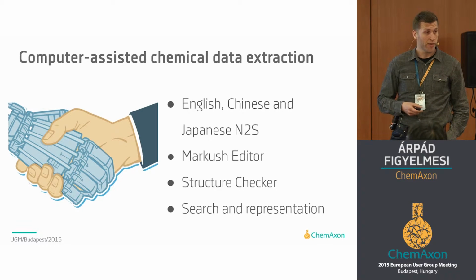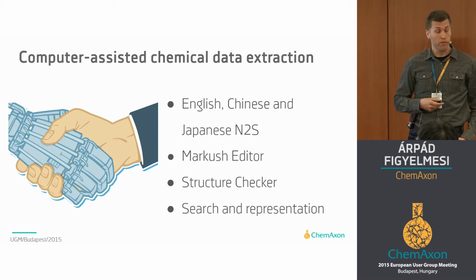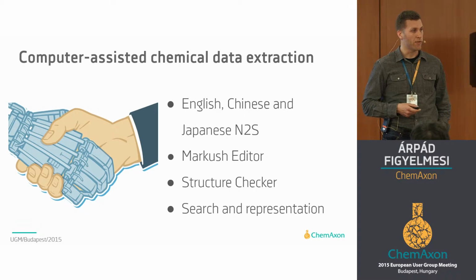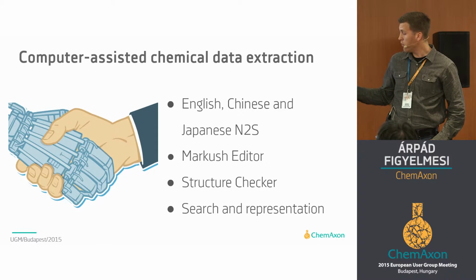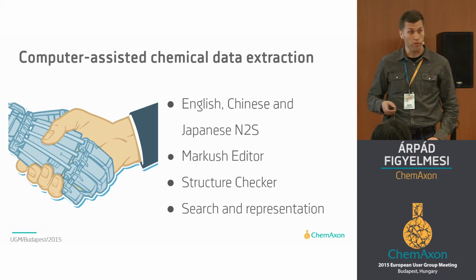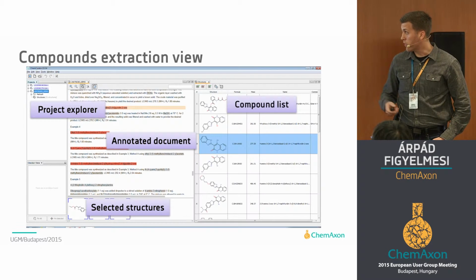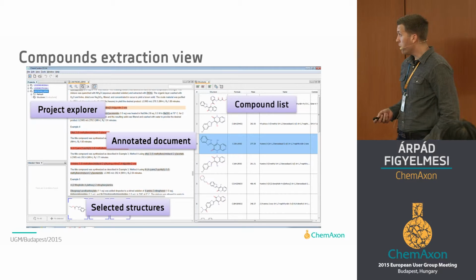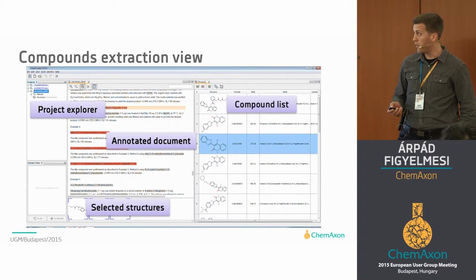This is a computer-aided manual extraction tool, and it's based on previously existing ChemAxon technologies, including our English, Japanese, and Chinese naming technology, Markush editor, structure checker, and search and representation technology. How it works: here you can see one of the extraction views of ChemCurator.